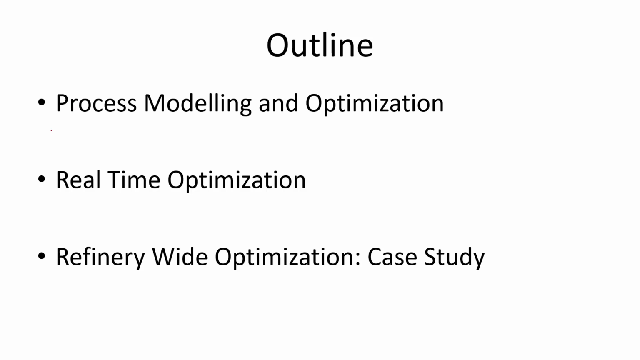So before we go on to refinery-wide optimization, we need to talk about three things. We need to talk about the process modeling and optimization, and then what people say as real-time optimization, and then an example on refinery-wide optimization. So I hope we can cover them all. Otherwise, we have to cover them all nonetheless. As always, if you have any question, just ask me. If you think that I am too quick, well, I cannot slow down because we have only like 2 hours to cover. So please bear with me.